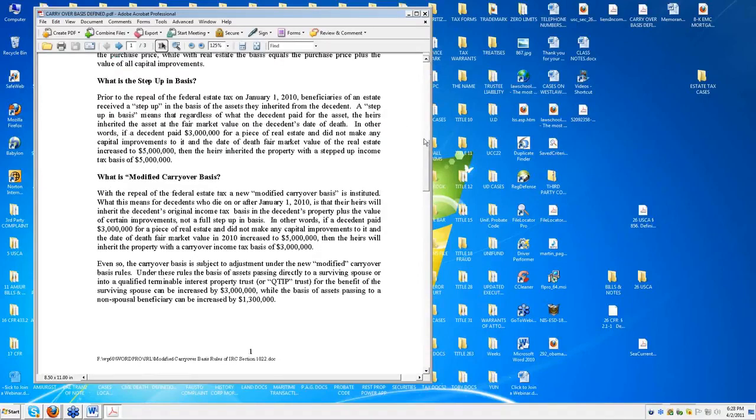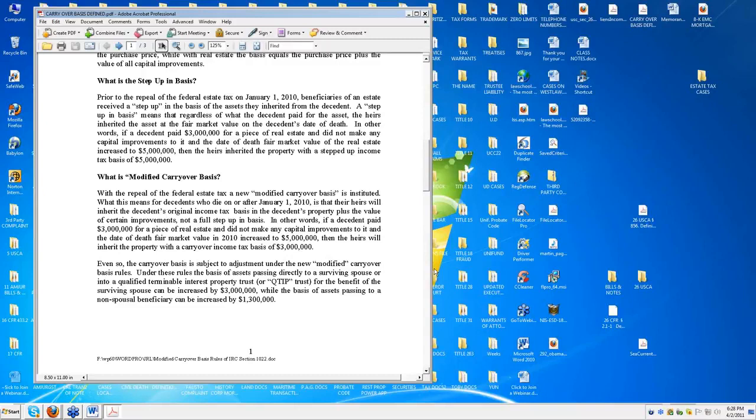There we go. What is modified carryover basis? With the repeal of the federal estate tax, a new modified carryover basis is instituted. What this means for decedents who die on or after January 1, 2010 is that their heirs will inherit the decedent's original income tax basis in the decedent's property plus the value of certain improvements, not a full step up in basis. In other words, if a decedent paid $3 million for real estate and did not make any capital improvements to it, and the date of death fair market value in 2010 increased to $5 million, the heirs will inherit the property with a carryover income tax basis of $3 million.